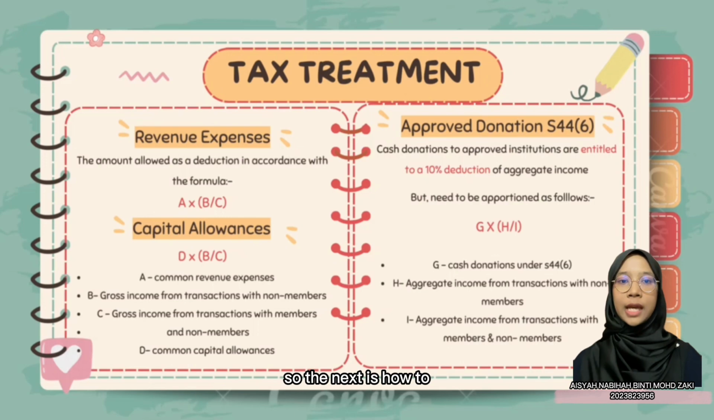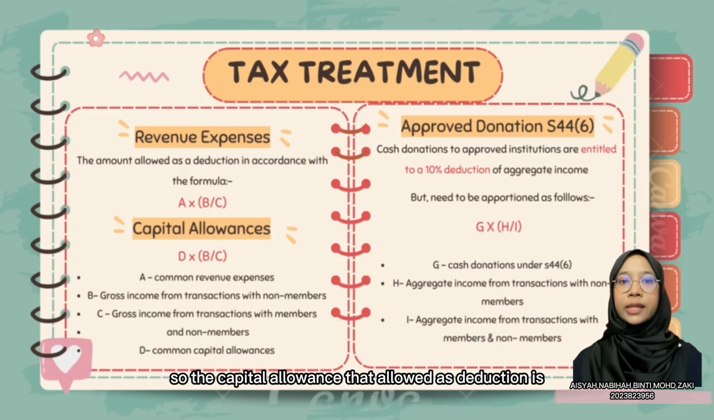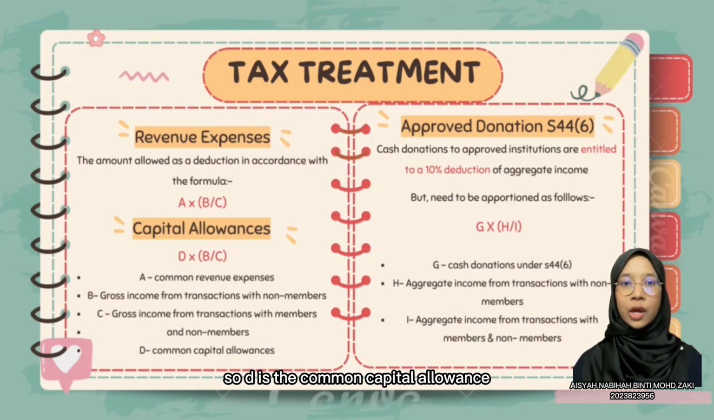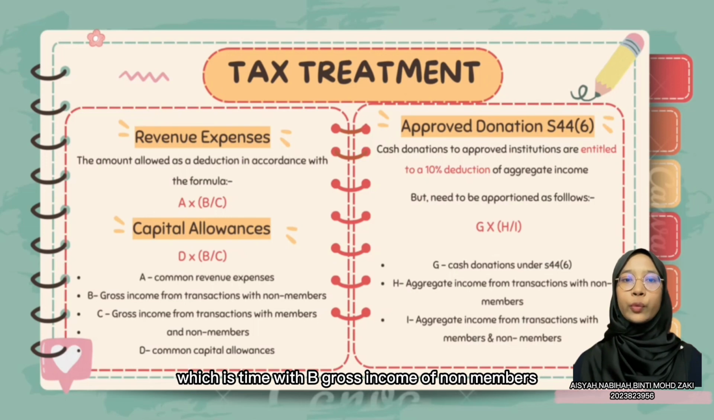The next is how to assess the capital allowance. The capital allowance allowed as a deduction uses the formula D times B over C. D is the common capital allowance, which is multiplied by B, the gross income of non-members, and C is the gross income from transactions with members and non-members.